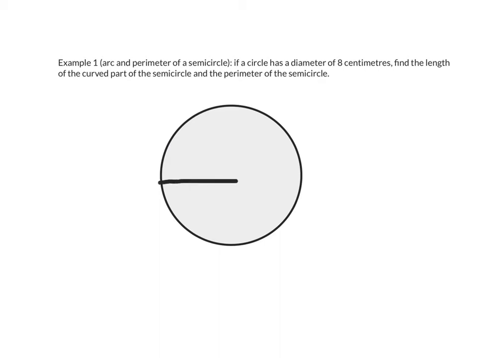So let's have a look at an example where we're going to need to find an arc length to answer the question. If a circle has a diameter of 8 centimeters, find the length of the curved part of the semicircle and the perimeter of the semicircle. So let's draw this to see if we can figure out what's going on. If we have a circle, the semicircle will just be either the top half or the bottom half, or any half of the circle. So I'm just going to cut it in half so that we can see the top half here. That would be my diameter there in black, and I'm going to do the curved part in green.